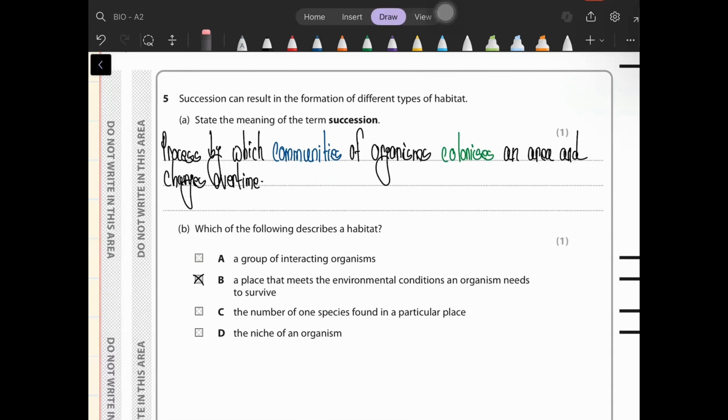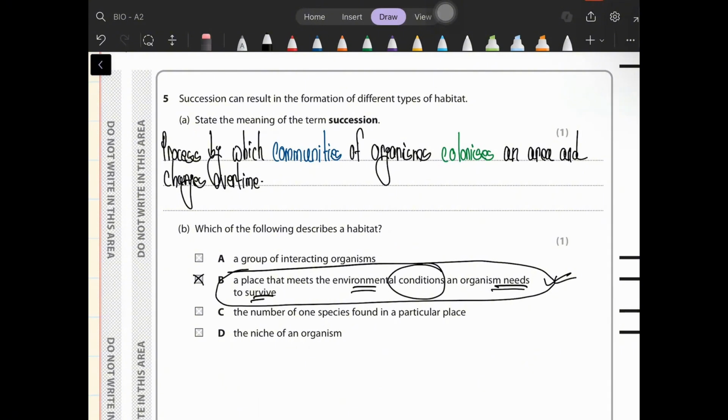Which of the following describes a habitat? A group of interactive organisms. Now, this is the definition of ecosystem. A place that meets the environmental conditions an organism needs to survive. Here's the definition. We basically know that a common definition for habitat is a place of the ecosystem where an organism lives, right? But for the higher end of biology, this is the definition for a habitat that you have to understand.